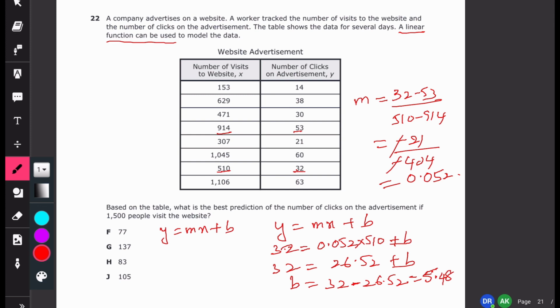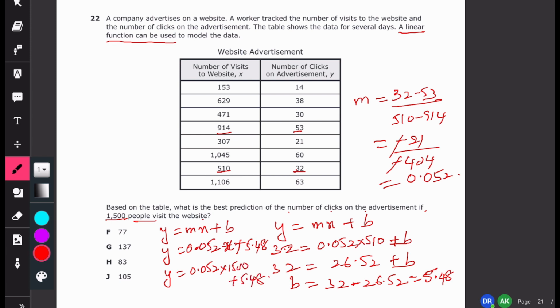Now he is asking, based on the table, what is the best prediction of the number of clicks on the advertisement if 1500 people visit the website? That is, x is equal to 1500 we have to put. Now, how much did you get for m? You got it as 0.052, so the equation is y equals 0.052x plus 5.48. Putting 1500 in the place of x, we'll see how much we get. y is equal to 0.052 into 1500 plus 5.48.